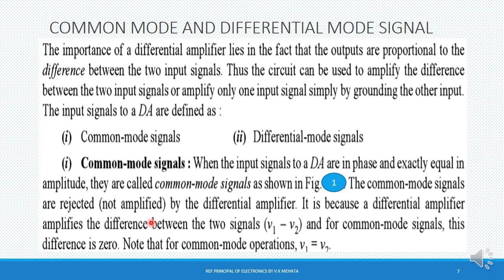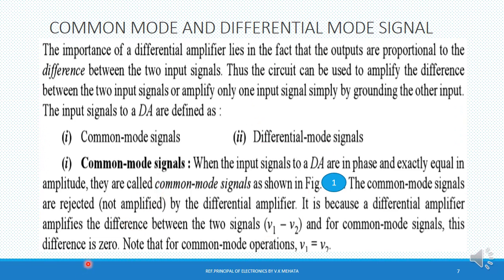So that is why it is not possible to amplify that signal. Okay, so what happens here in the common mode signal, V1 is equal to V2. In the common mode operation, always V1 is equal to V2 and the difference of V1 and V2 is equal to 0. So that is why common mode signals are not amplified. Those signals are rejected. What we are calling common mode signals are rejected.